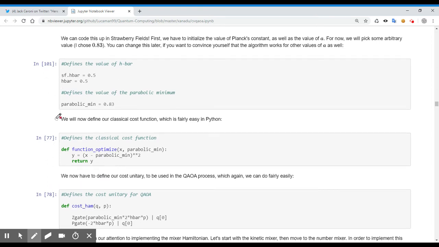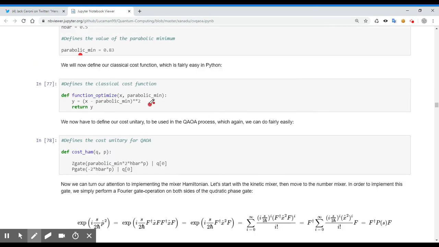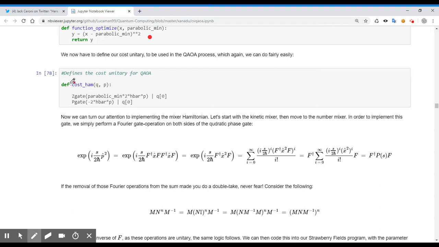Yeah, look at this. The parabolic minimum function to optimize, the cost Hamiltonian, which is an S gate and a P gate. Wasn't there an R gate? No.